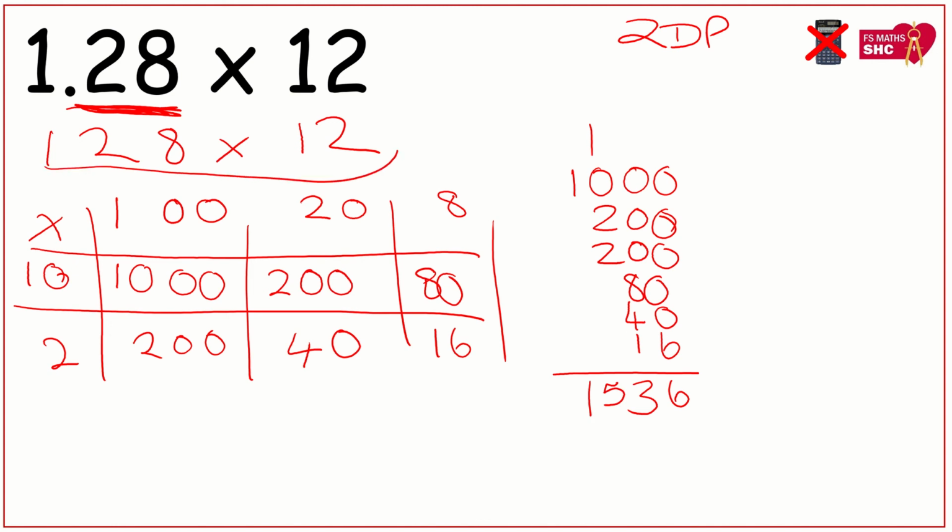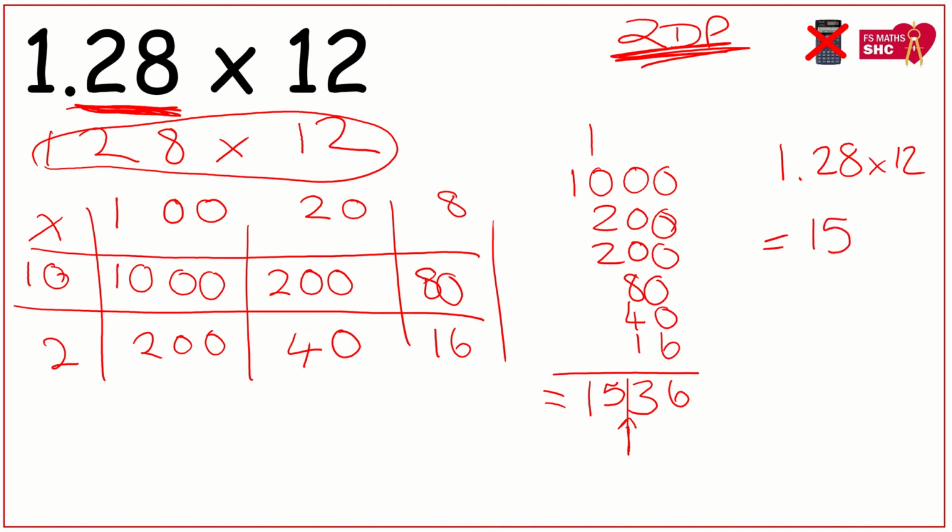So 128 times 12 equals 1,536. This is 2 decimal places. So from the end of this number, from where the 6 is, I'm going to go in 1 and 2 decimal places, which means the point's going to go here. So 1.28 times 12 equals 15.36. A little bit more to do, but the principles are the same. You count decimal places, you do your multiplication, and then you add the decimal places back in.